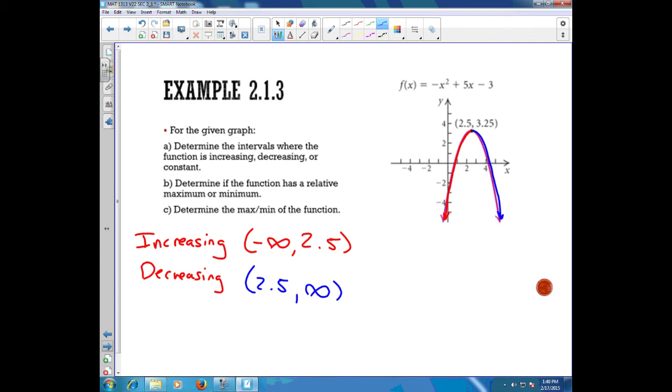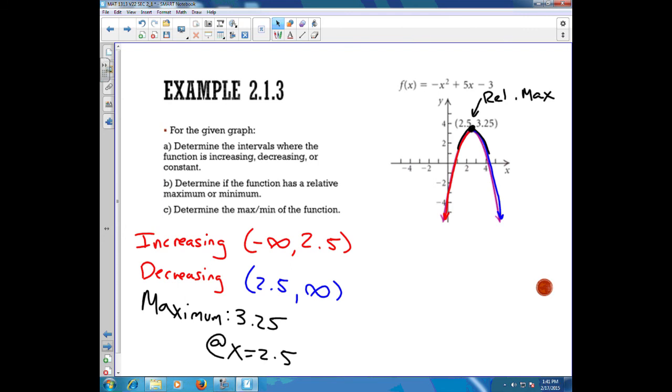And so if we want to determine it as a maximum or a minimum, we just have to look at the function. The function goes from increasing to decreasing, and when you go from increasing to decreasing, you get a relative maximum. Notice that point is higher than all the other points around it. And so it has a maximum, and the maximum value is 3.25 at x equals 2.5.